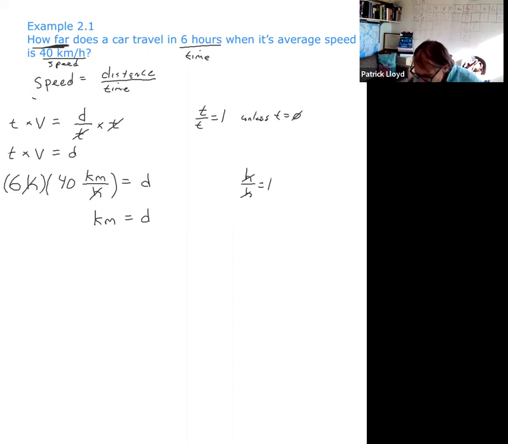So 6 times 40 is 240, right? So the distance traveled in this case is 240 kilometers. Okay, so a few things in there. One is units. Pay attention to your units. Pay attention to the numbers, obviously, but also pay attention to figuring out what the word translates to in terms of a symbol or a concept in physics, right?